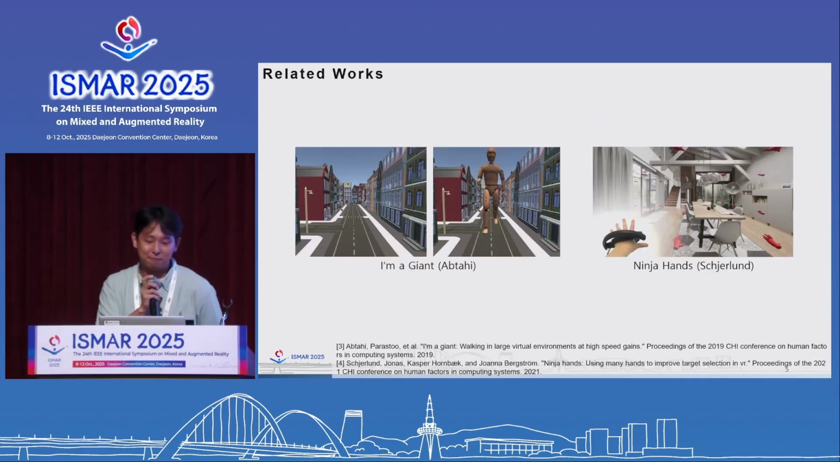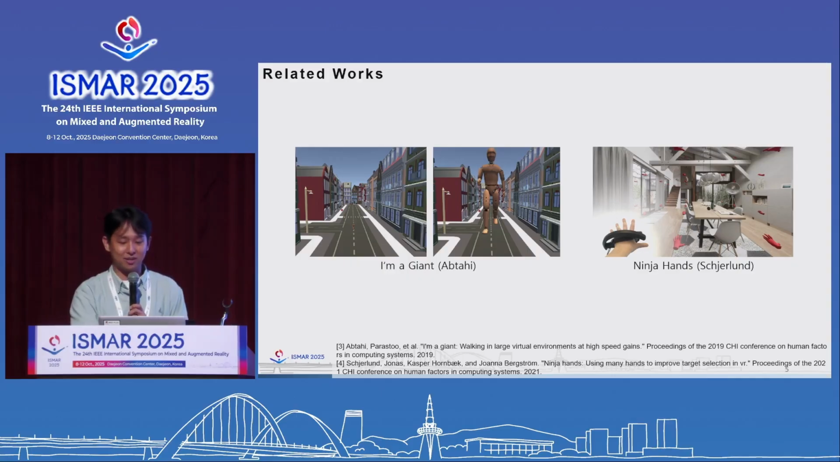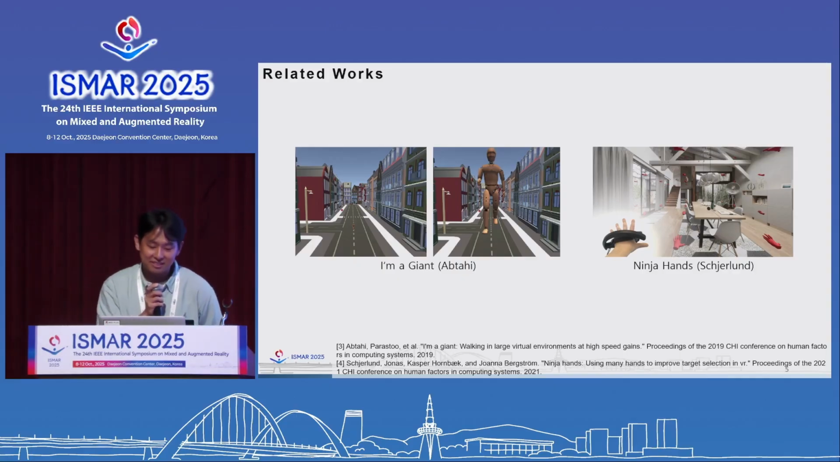One example of beyond-real interaction is I'm a Giant, where researchers scaled the avatar's body to let users work faster in large environments. By making the avatar bigger, users could cover more distance with each step, effectively extending locomotion beyond the normal human limit. Another example is Ninja Hands. Here, a single real hand was mapped to multiple virtual hands, allowing users to reach and select distant objects more quickly.